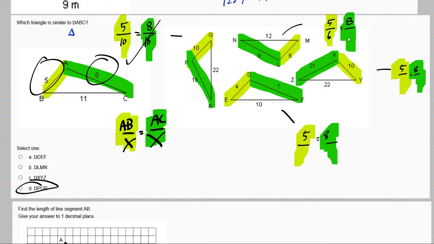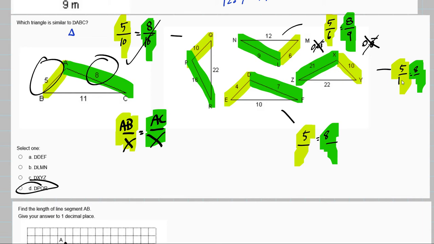So is 5 over 6 the same as 8 over 9? You can test by decimal value. 5 over 6 is 0.83333. And 8 over 9 is not that. 8 over 9 is 0.88888 repeating. So those two are not equal to each other, so these two are not similar triangles.